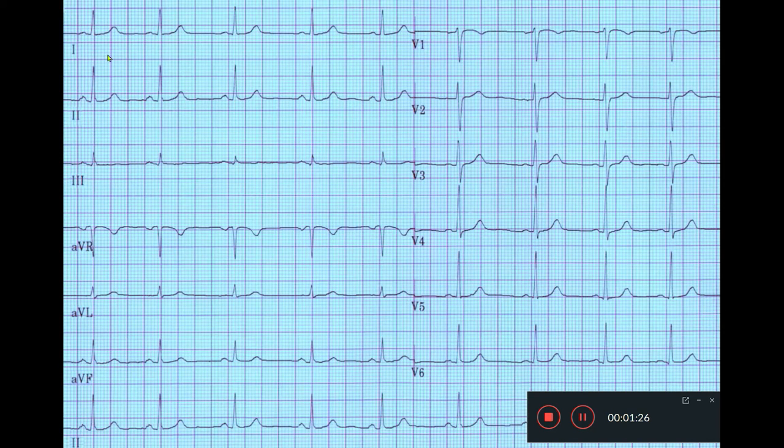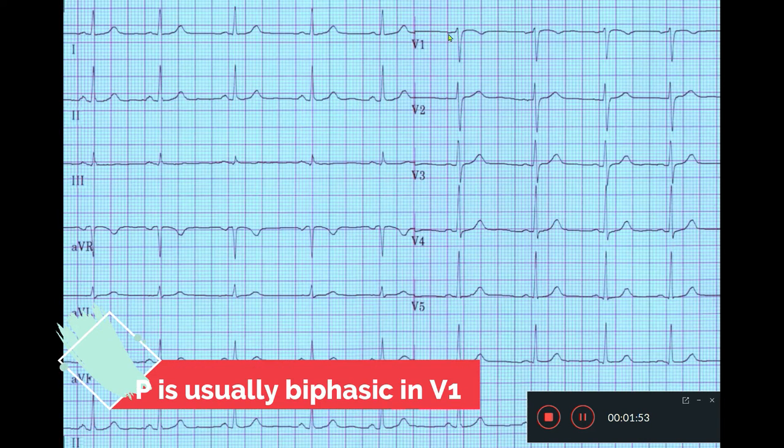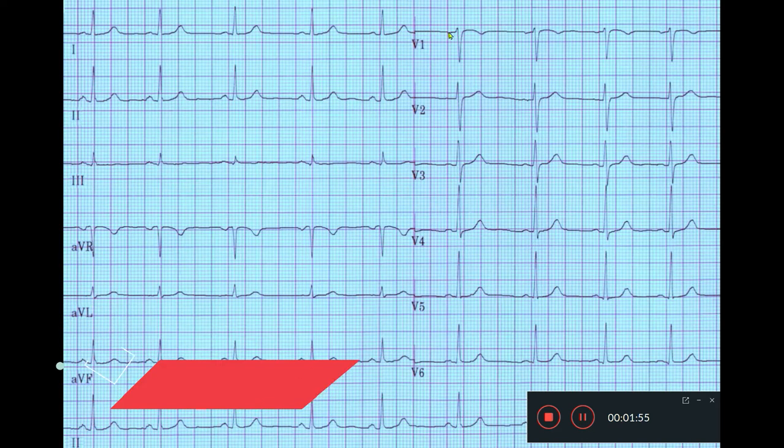Now this looks like a normal sinus rhythm. Whenever you comment on the P wave, you look in lead 2 and lead AVF. Out here P is of good height and normal duration, and in V1 the P wave is slightly biphasic but not enlarged, so it's a normal looking P wave. Then we come to the heart rate.